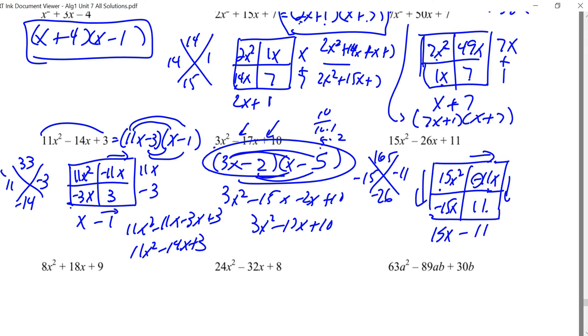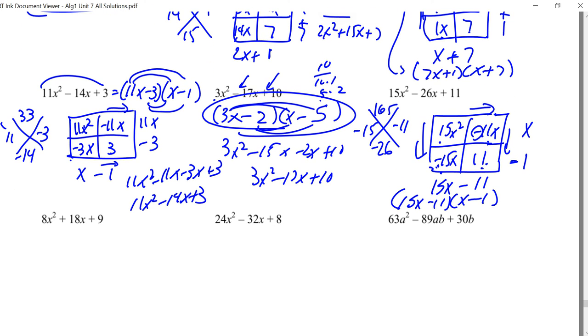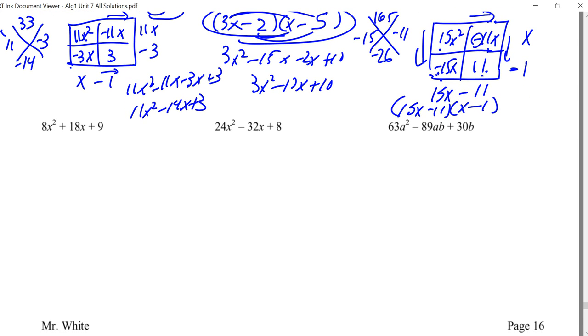15x squared and negative 11x have x in common. Negative 15x and 11 have nothing in common other than the number 1, but I have to make it negative because that guy on the left is negative. So my factors are 15x minus 11 and x minus 1. You don't believe me? Multiply that, you'll see it works. Okay, here we go. Next.